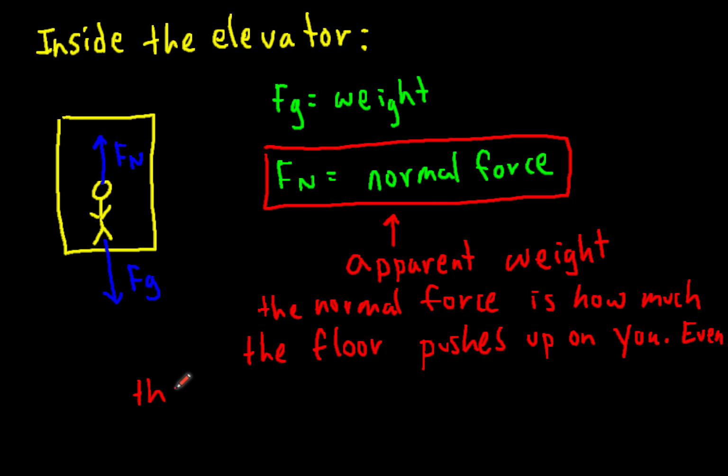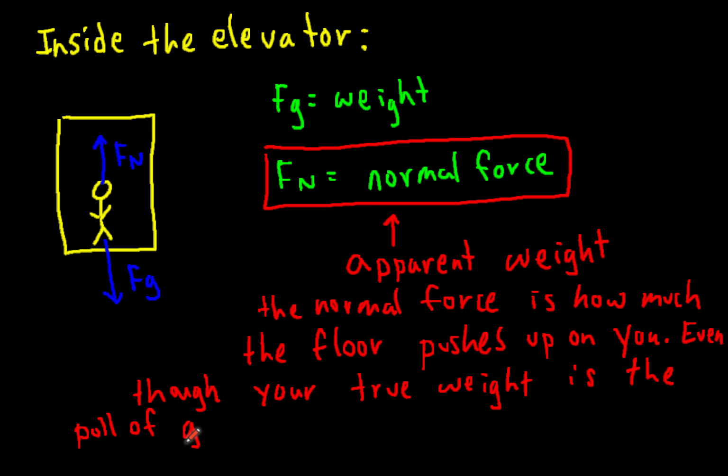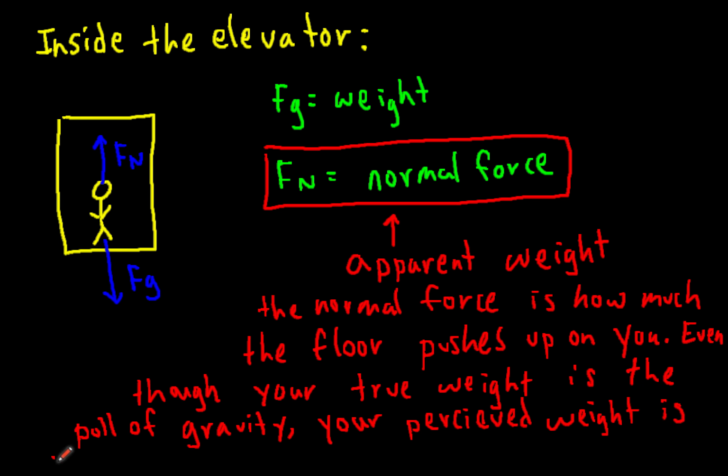Even though your true weight, the weight that you have in real life, is the force of the Earth's gravity pulling down on you, this is not actually what you feel to be your weight. What you feel to be your weight is your perceived weight or your apparent weight. Your perceived weight is the normal force. And in physics, we refer to this as your apparent weight.